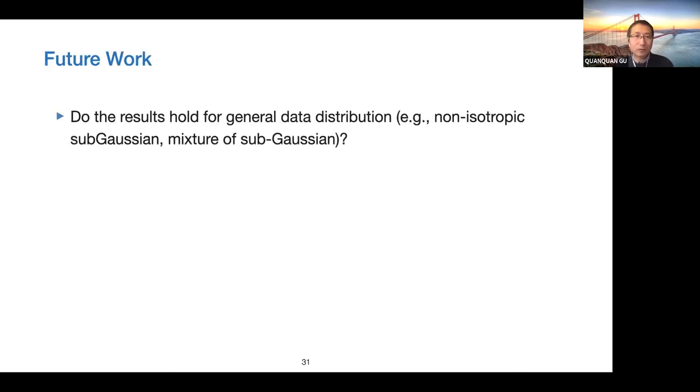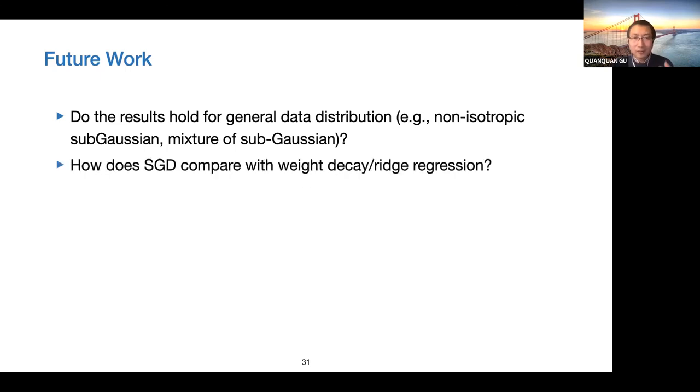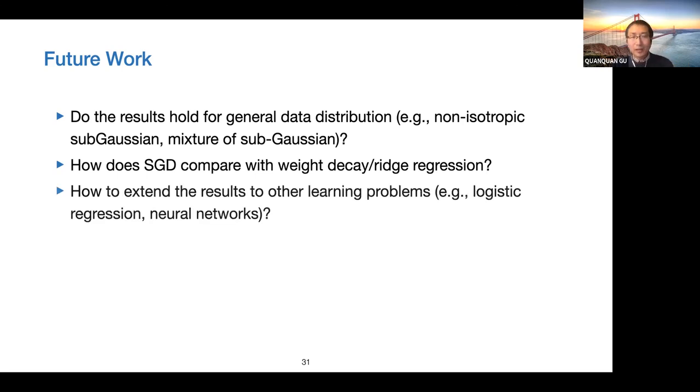So in the future, you can extend this result to general data distributions, for example, mixtures of Gaussians or sub-Gaussians. You can also compare SGD with explicit regularization, such as ridge regression or L2-regularized empirical risk minimization. And you can also think about how to extend the result to other learning problems, such as logistic regression and neural networks. That would be ideal.